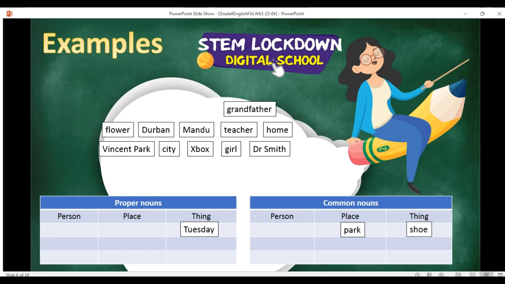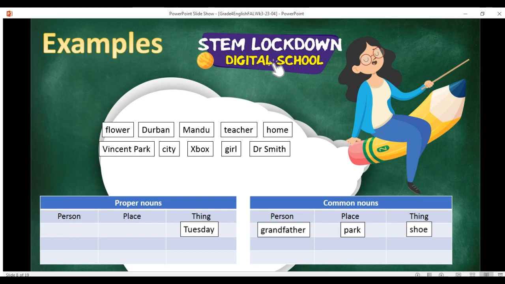The next one is grandfather. So is grandfather a name of a person? No, definitely not a name because it doesn't start with a capital. So it's going to go into my common nouns, but where? So it's a person.